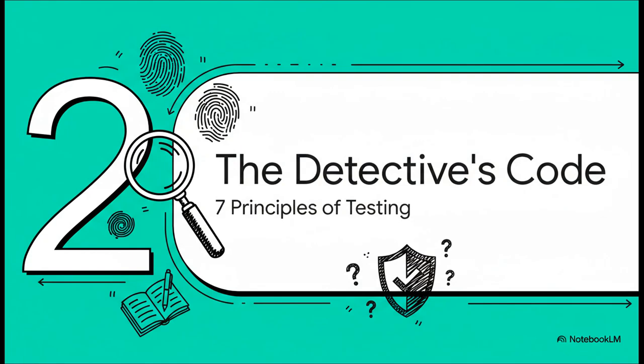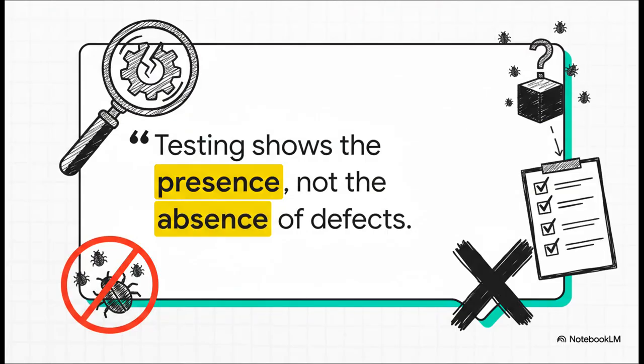So every great detective lives by a code, right? A set of rules that guide their investigation. Well, in software testing, there are 7 of these fundamental principles that every single pro lives and breathes by. Let's get into them. And this one is huge.